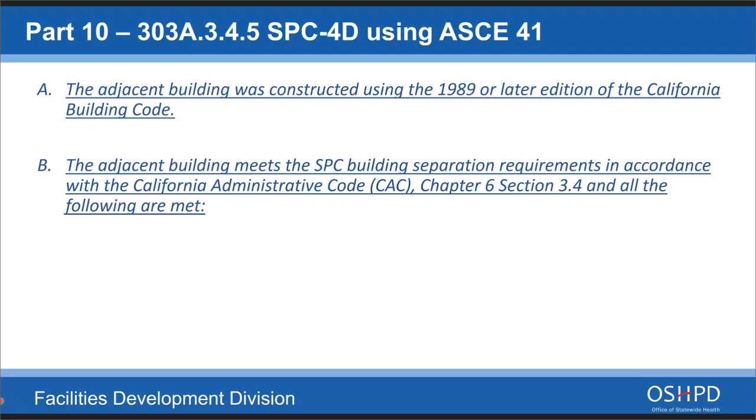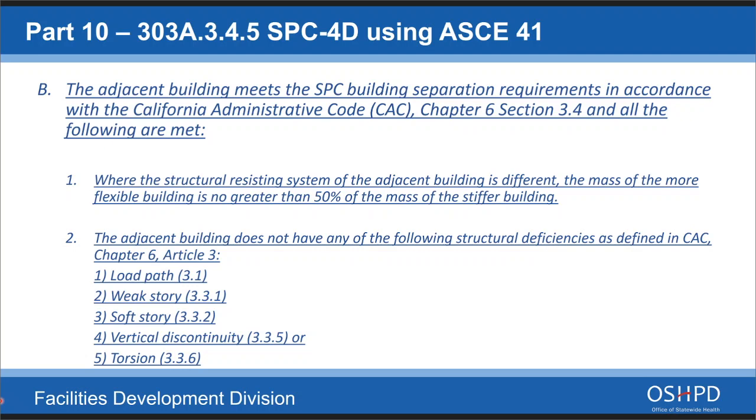Okay, so then the only other criteria is that if it meets the requirements of the CAC, Chapter 6, Section 3.4, then we said, is that good enough, or are there other criteria we need to add? Next slide. So if it meets these, then what other additional criteria do we need to add to say that you do not need to do a pounding analysis per AAC 41?